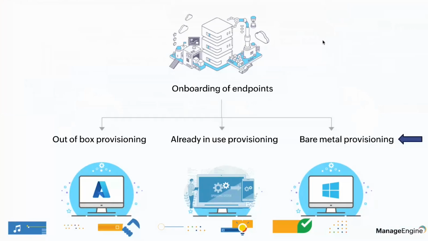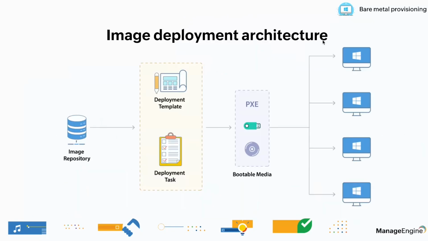Next is bare metal provisioning. With bare metal provisioning, the option you have is to install the agent on one machine, capture an image from it, and then deploy that image using our OS Deployer. You can use bootable media such as PXE, USB, or ISO, boot the devices and install the image, and it installs along with the agent. The agent will communicate back to the EC server console. So these are the agent onboarding methods we have so far.